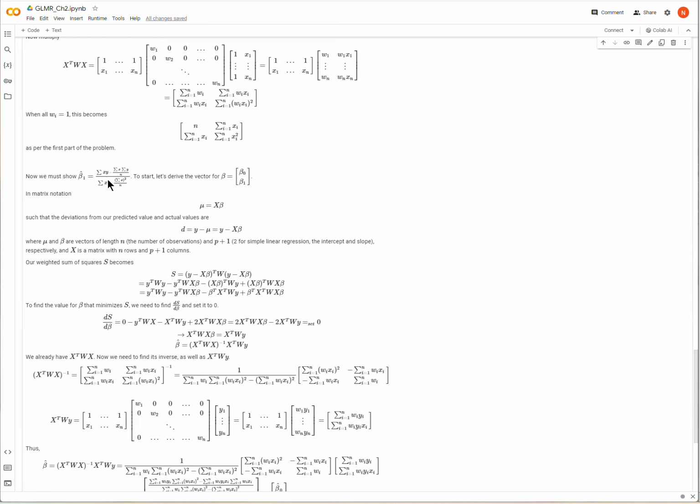Now in matrix multiplication, our expected value mu is equal to X beta. I'm going to talk about what these are in a second.